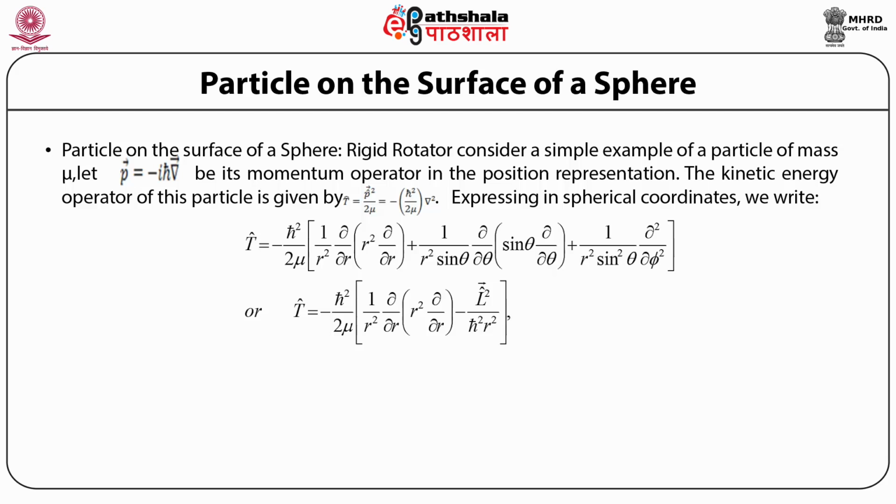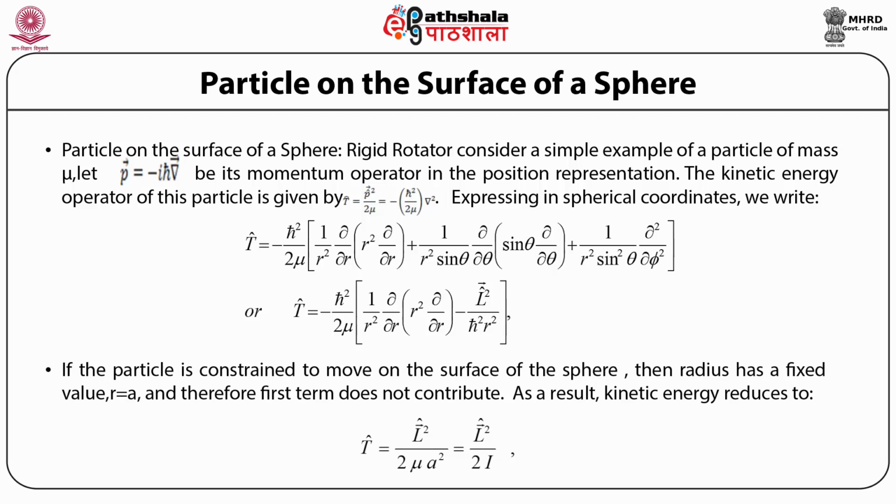And this can then be written as the kinetic energy operator is equal to minus h cross square by 2 mu bracket open 1 upon r square del by del r acting on r square times del by del r minus operator L square upon h cross square r square bracket close, where we see that the operator L square is given by the second and the third term of the above equation.